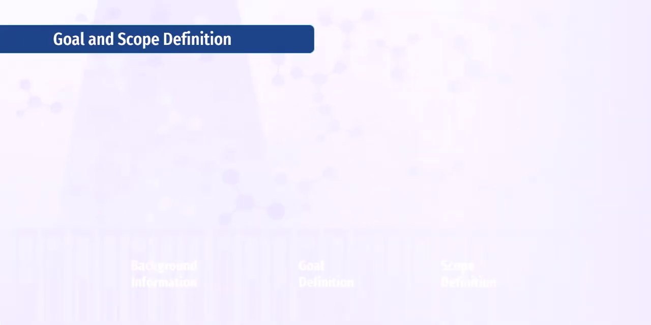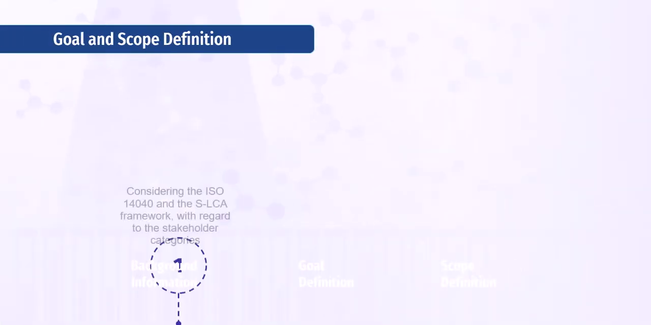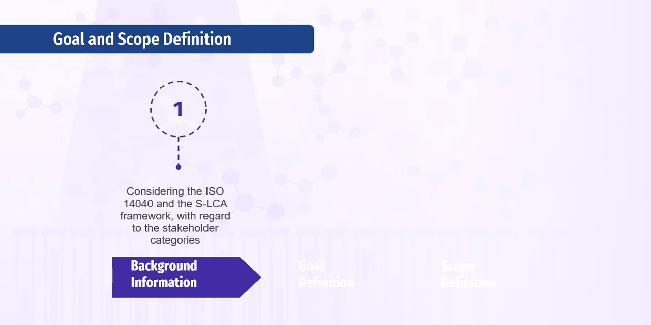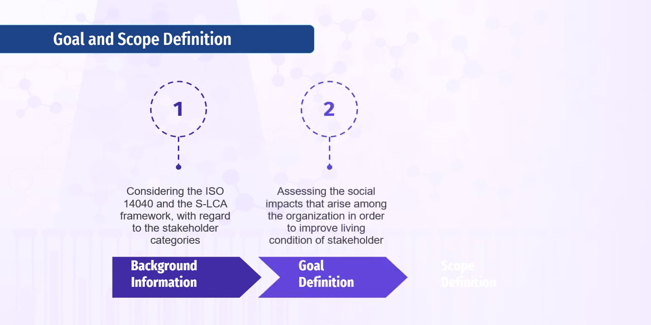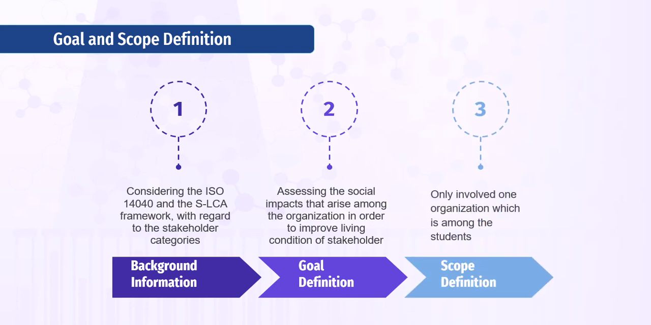Next, for the goal and scope definition, for the background information, this study is considering the ISO 14040 and the SLCA framework, with regard to the stakeholder categories. Secondly, for the goal definition, this study aimed to assess the social impacts that arise among the organization, in order to improve the living condition of the stakeholder. And for the scope definition, this study only involved one organization, which is only among the students.